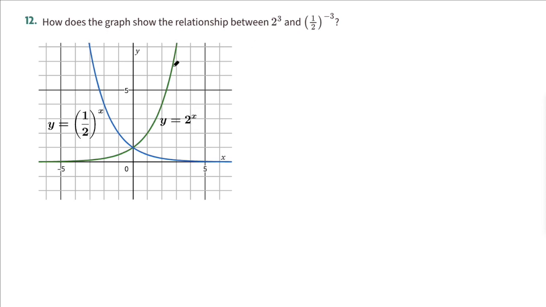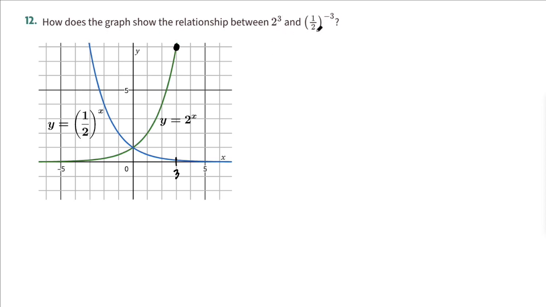So if we're looking at 2 to the 3, that's 2 to a number. So we're looking at the green graph there. And if we go and find 3, okay, that's a 3 right there. We go to the green graph, which is way up there. That point is representative. The y value there is representative of 2 to the 3.